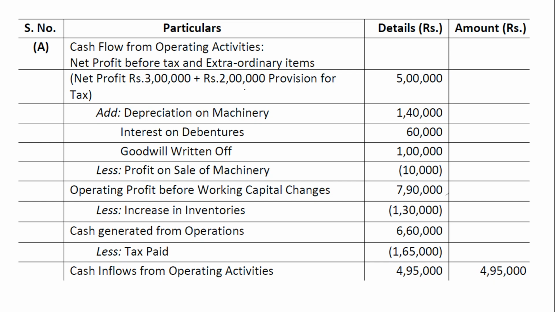Then we adjusted the working capital changes. In this question there was just one increase in inventory, increase in current asset is subtract, so we subtracted that to get cash generated from operations. From that we subtracted the tax paid, 1,65,000, to get the cash inflow from operating activity, 4,95,000.